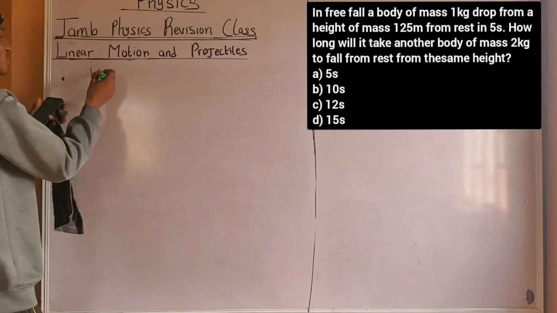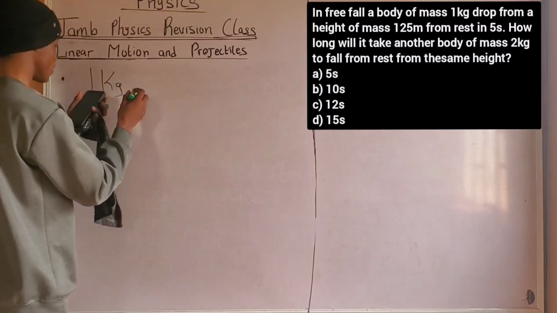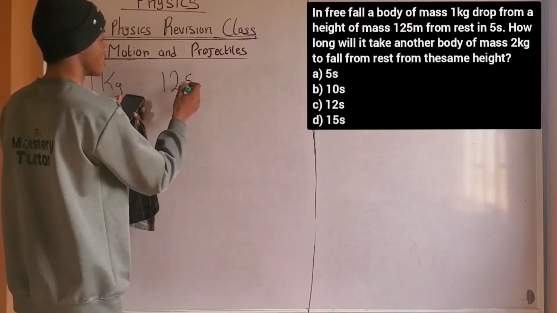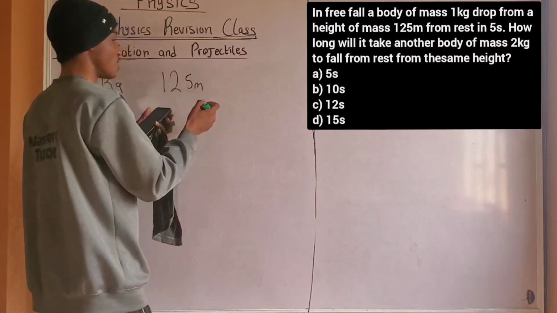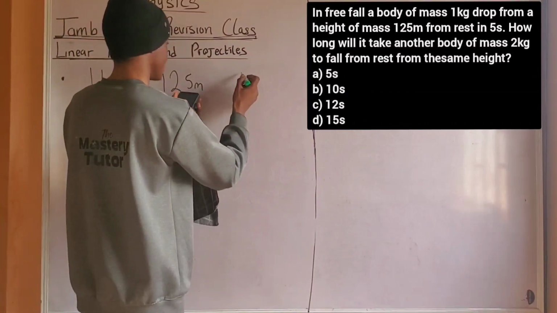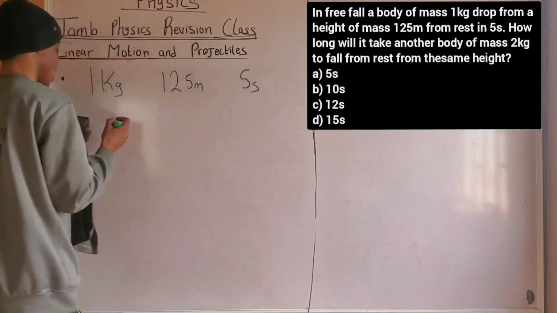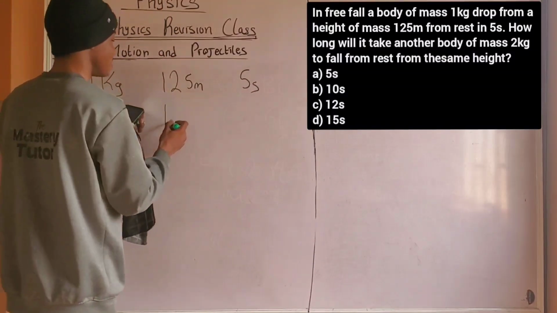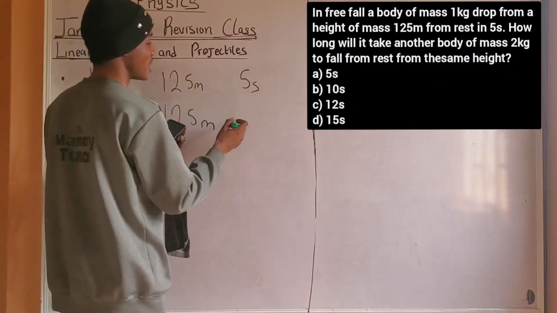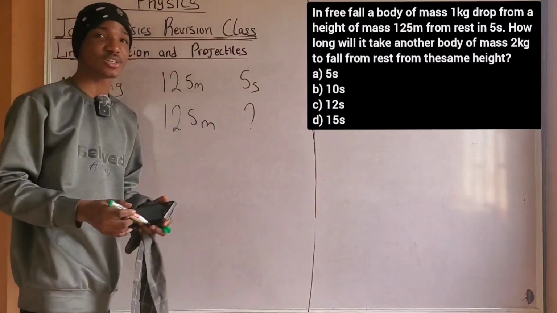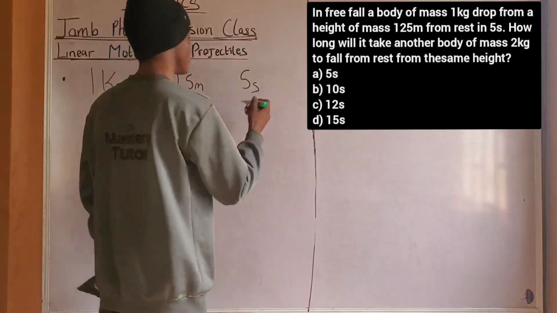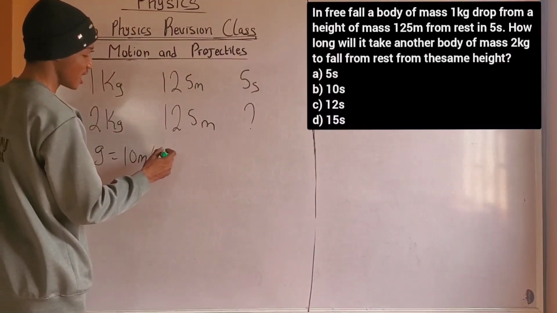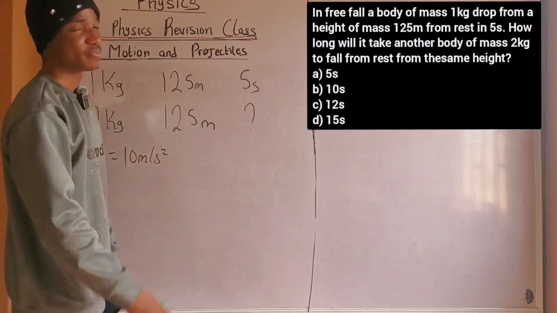The first scenario is a 1 kilogram body released from rest from a height of 125 meters, and the time taken for it to get to the ground is 5 seconds. Now they give us another body of 2 kilograms, the same height. We are asked to find the time it will take the body to reach the ground. The acceleration due to gravity that we are given in the question is 10 meters per second squared. Are you getting it?